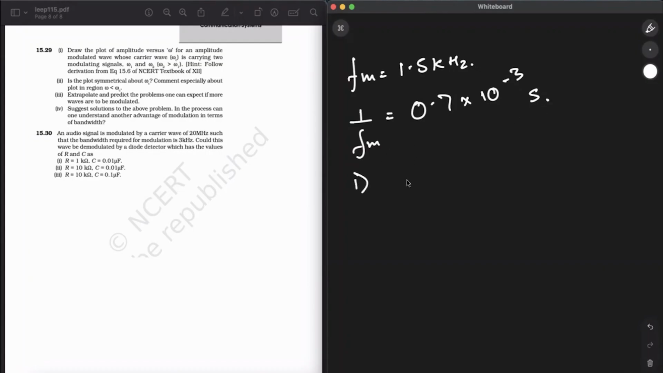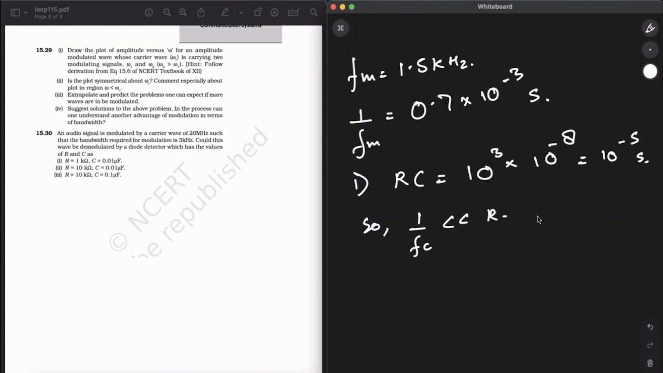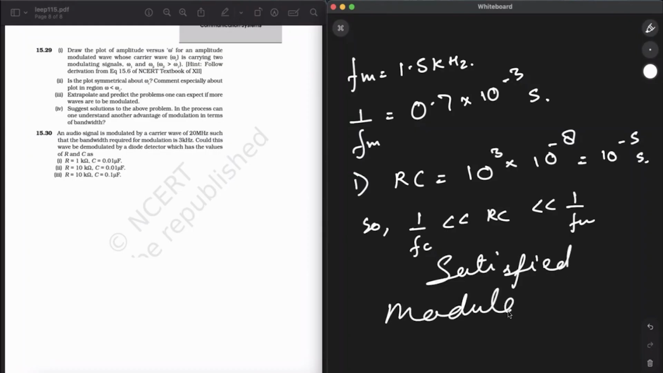Now, part 1. If I want to calculate the RC for the part 1, that will be 10 to the power of 3 into 10 to the power of minus 8. So it is equal to 10 to the power of minus 5 seconds. So what I've seen is that 1 upon fc is much less than RC. Okay, that is much less than 1 upon fm. This is satisfied. This set is satisfied. So this wave can be demodulated.